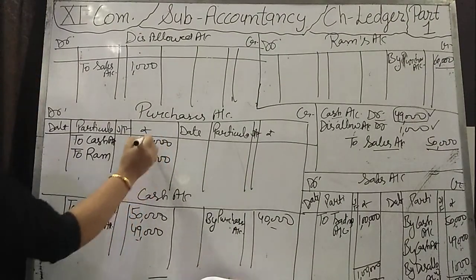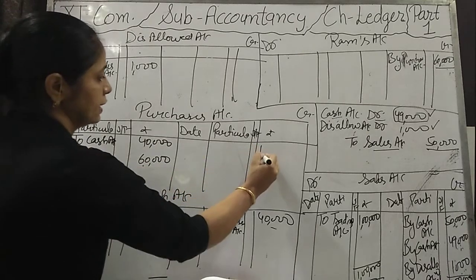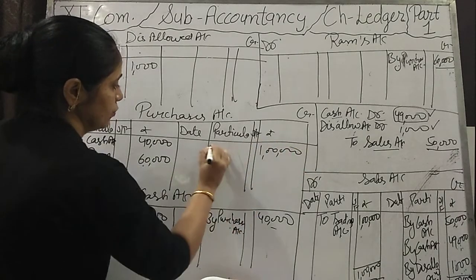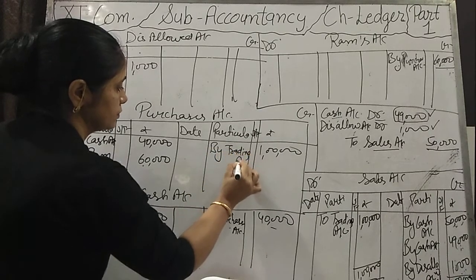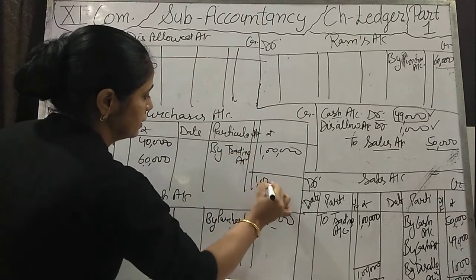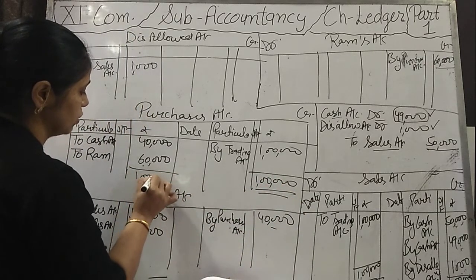Like we have to close the purchases account, then the total of purchases is 1 lakh, nothing in the credit side, then the difference is 1 lakh. But we will write here by trading account. After that again write the total of both sides and put 2 lines for closing the accounts.